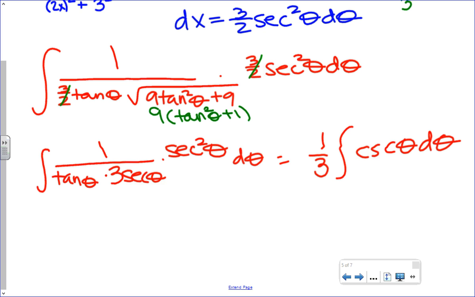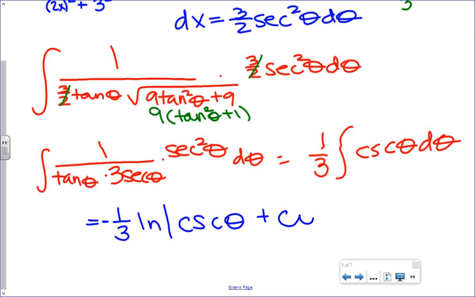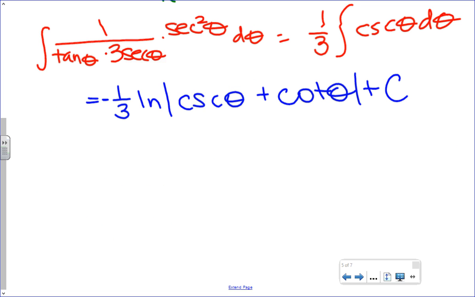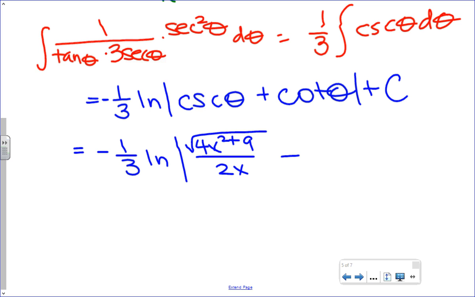This is one of those you have to look up on the chart at the front of our chapter. The antiderivative of cosecant is negative the natural log of cosecant theta plus cotangent theta. So if we look at our triangle, we need our cosecant ratio. Cosecant is hypotenuse over opposite. So hypotenuse over opposite. Plus cotangent. Our cotangent ratio is adjacent over opposite.